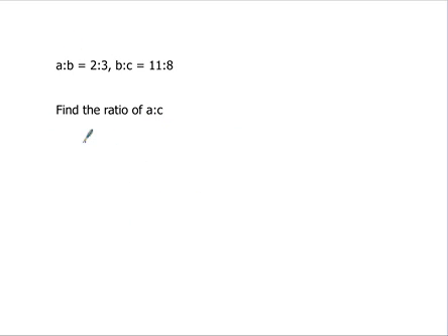Similar kind of question here. So we've got that a to b is 2 to 3, and b to c is 11 to 8. So again, we've got the shared b term here, but obviously this time I can't turn 3 into 11 or vice versa, but we can use the lowest common multiple of 3 and 11 to make that shared central term.